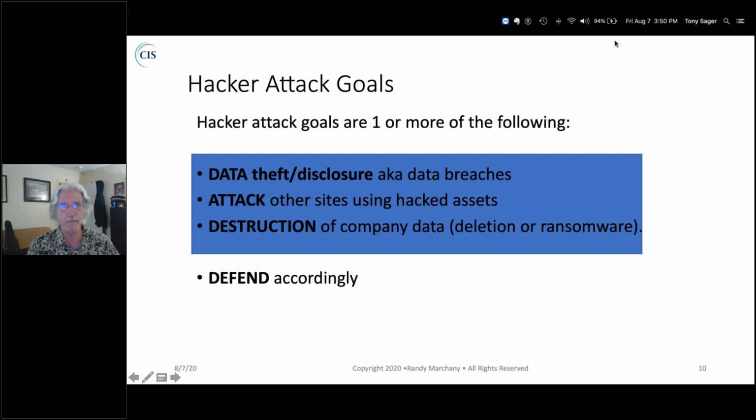Those of you that know me, you know that I've said for years that there are no device breach notification laws. There are data breach notification laws. And so they're after your data.